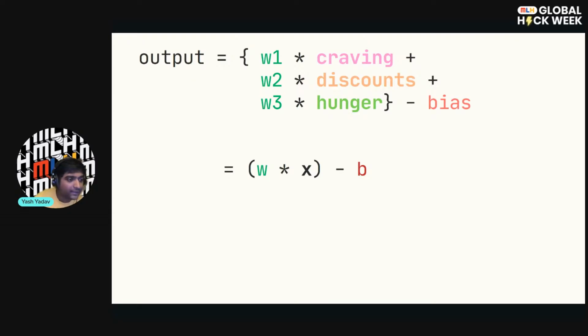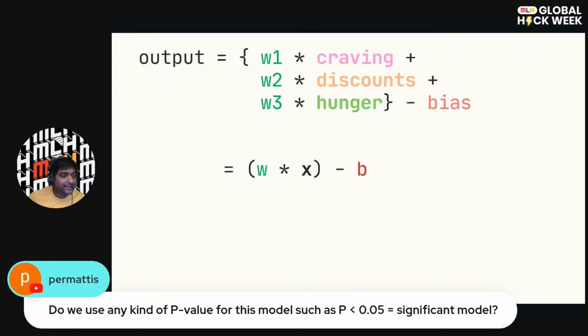So Permatus has another question. Do we use any kind of p-value for this model, such as p is less than 0.05 equals significant? I am not entirely sure, Permatus. Could you explain it a bit more? I'm not entirely sure what you're talking about.